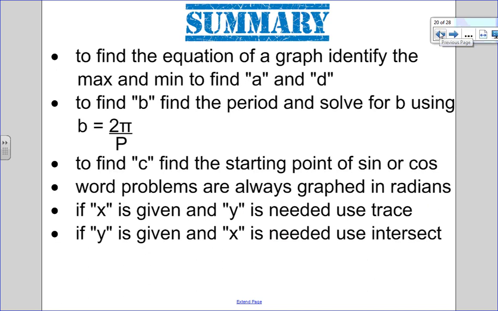So to summarize, I want to find the equation of the graph to identify the max and min values and find A and D that way. To find the B value, I'm going to look at the period and solve using the equation 2 pi over B. The reason I use that is because word problems are always graphed in radians. To find the C value, I want you to find the starting point of sine or cosine. And remember, if x is given and y is needed, use trace. But if y is given and x needed, use intersect.